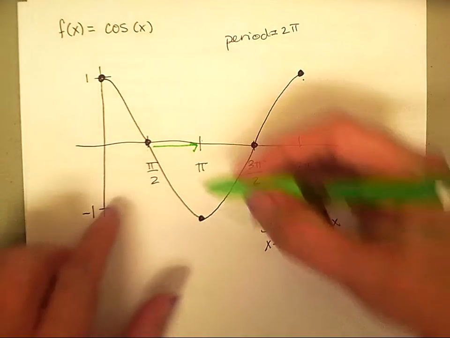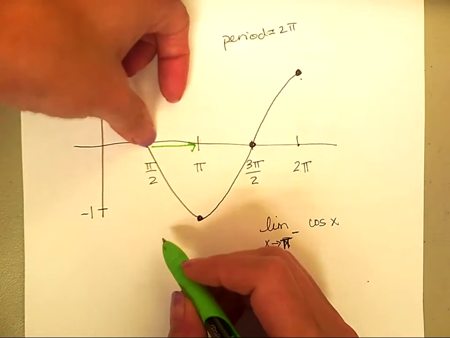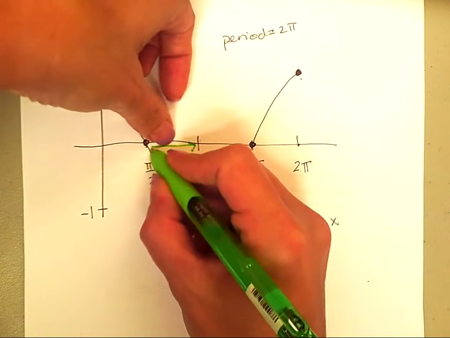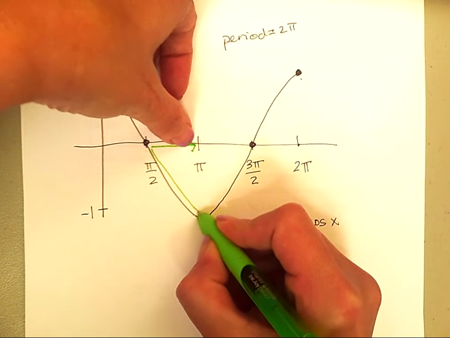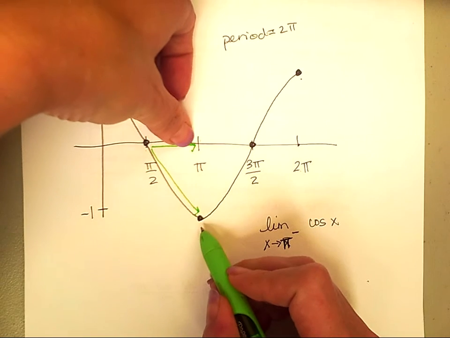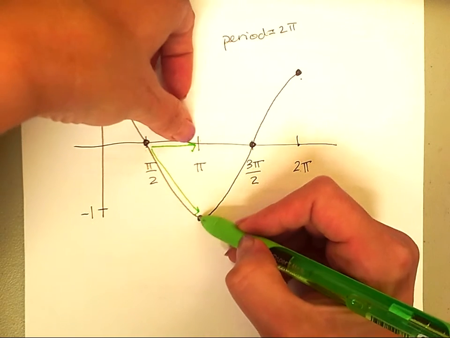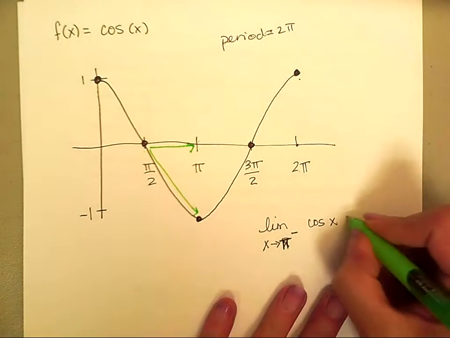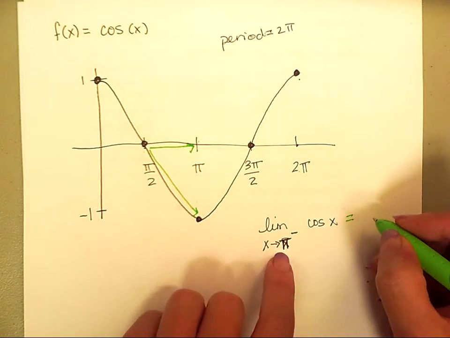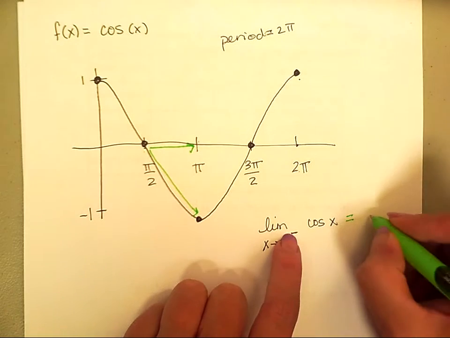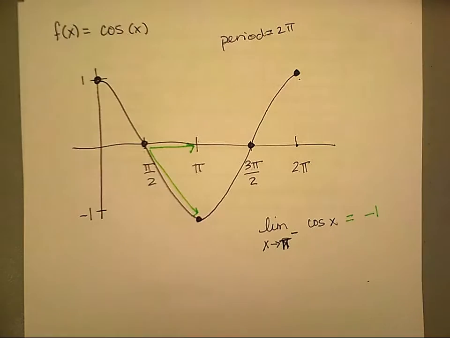Now as we do that, as I'm approaching from the left, we can look at the function values, and the function values are decreasing until they get to negative 1. So as we go this way, the function values are decreasing to negative 1. So we can say the limit as x approaches pi from the left of the cosine is negative 1.